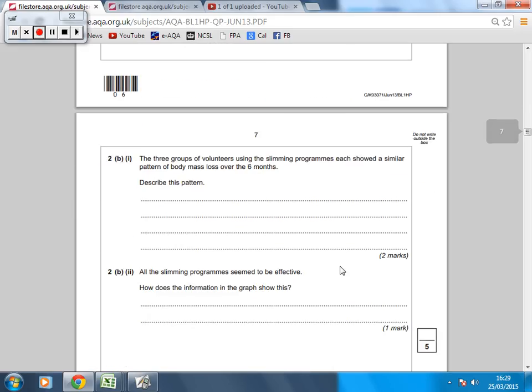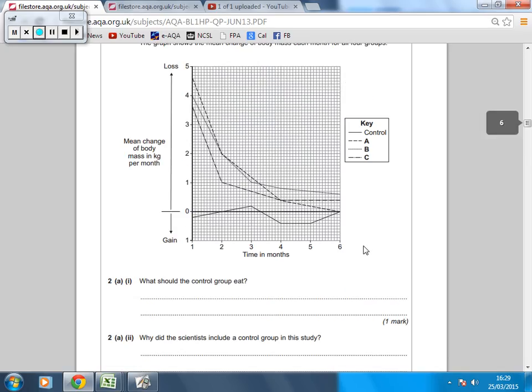It says the 3 groups of volunteers using the slimming programs each showed a similar pattern of body mass loss over 6 months. Describe the pattern, so say what happened. 2 marks available, so 2 bullet points. Then it says all the slimming programs seem to be effective. How does the information on the graph show this? So come back to the graph, pull some data out. Why does it show that they're all effective?